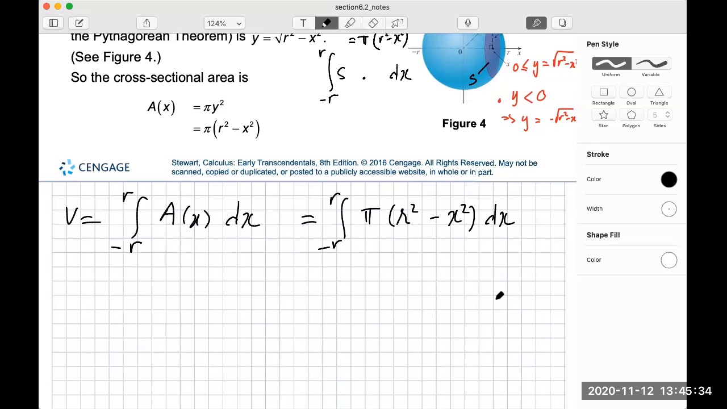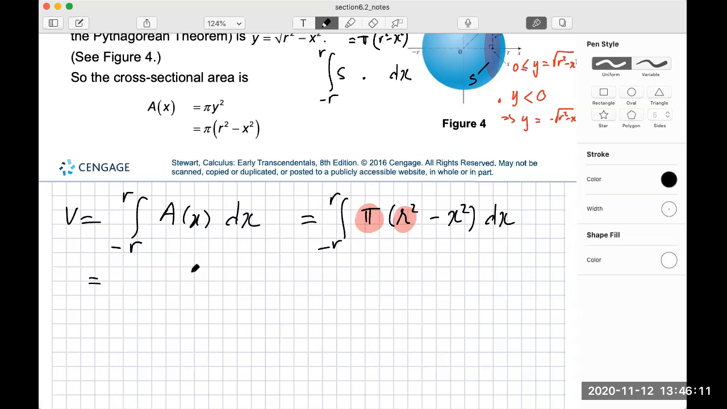So pi, is it a constant or is it a variable? Constant, right? And R, is it a constant or a variable? Yeah, in general, it is a variable, but this is a fixed sphere with a fixed radius. So R is a given number, right? So we can treat it as a constant.